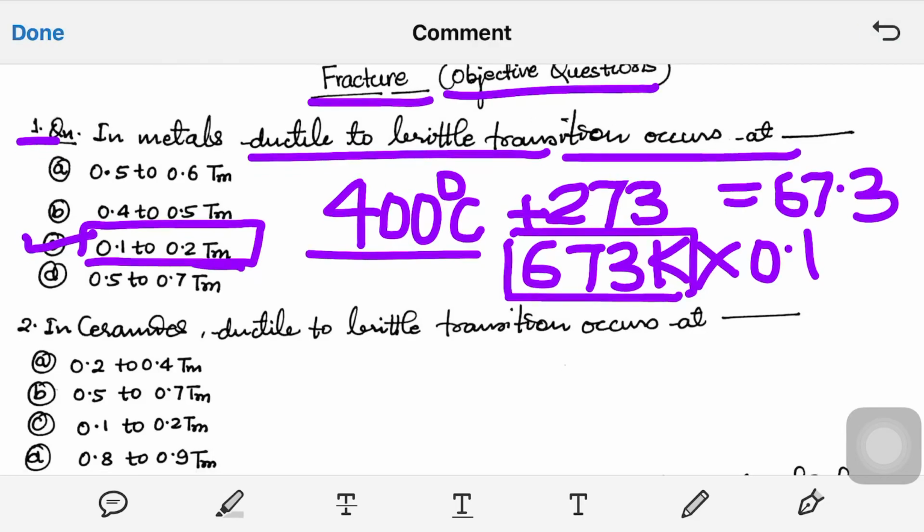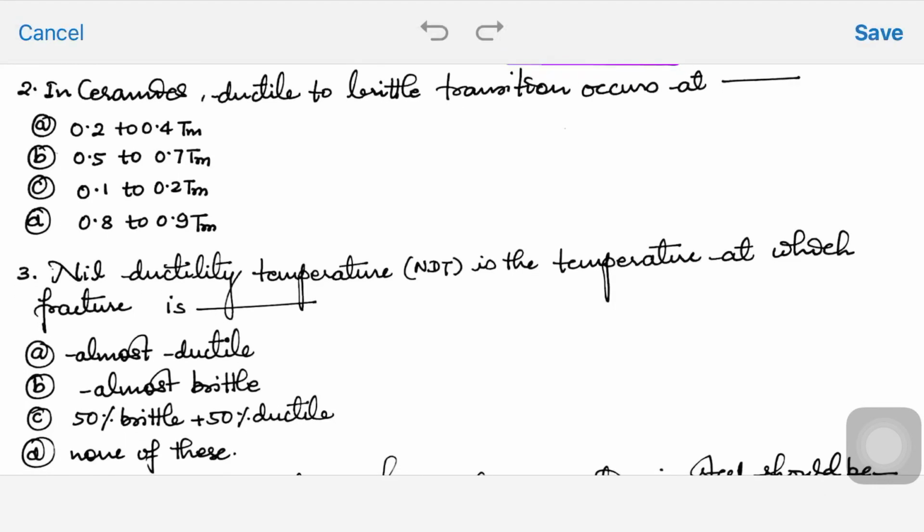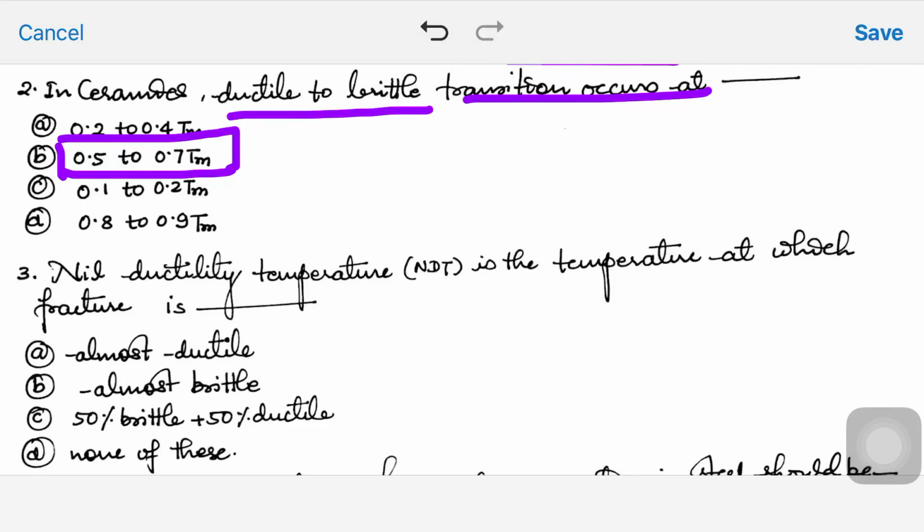Okay, now let's do the second problem. In the ceramics, ductile to brittle transition temperature occurs. Ceramics are more brittle as compared to metals, so of course their DBTT will be higher, and it is around 0.5 to 0.7 of its melting temperature. So in this the correct option is the option B.